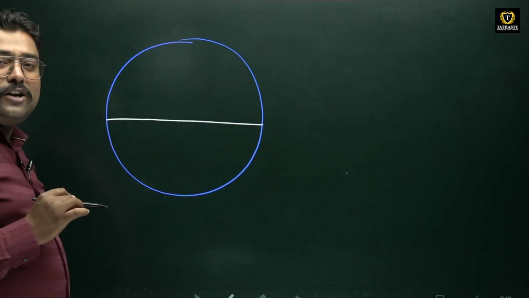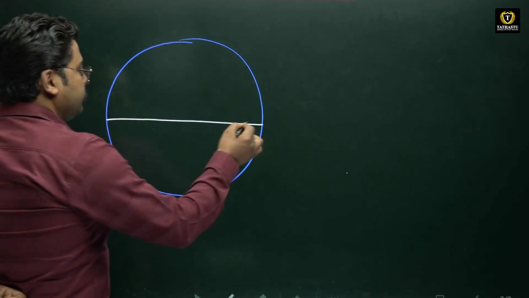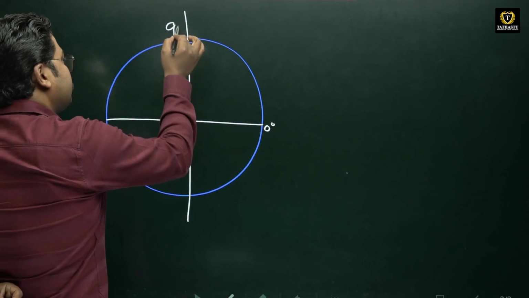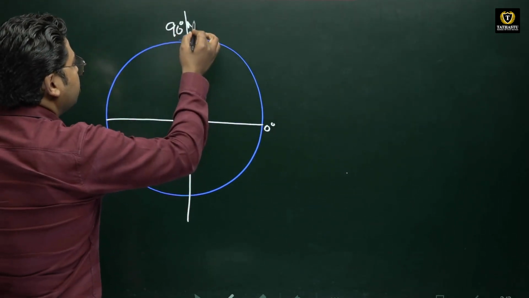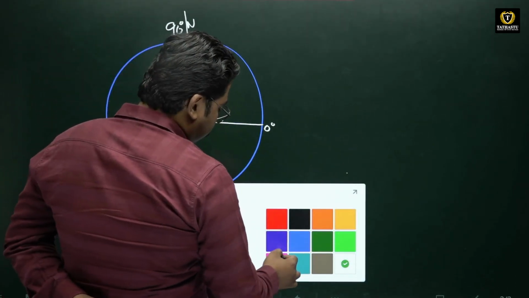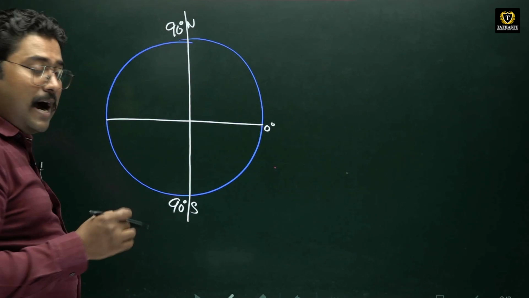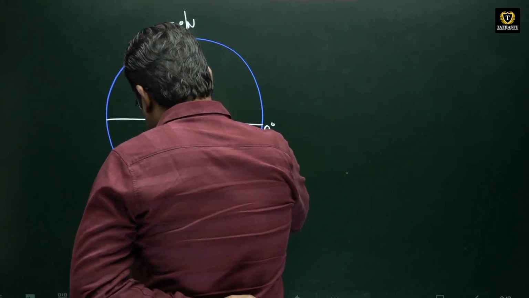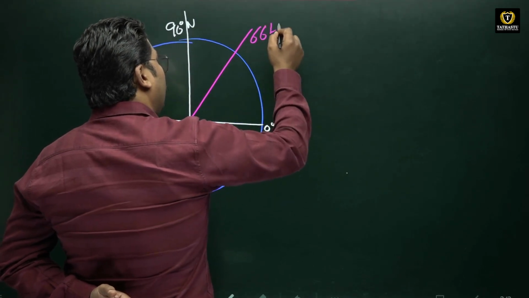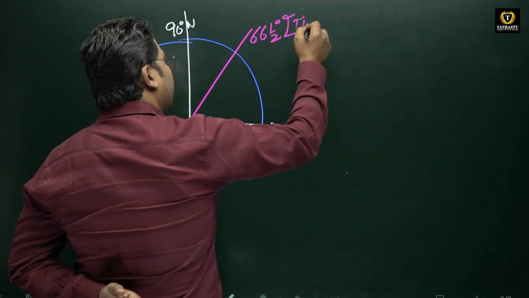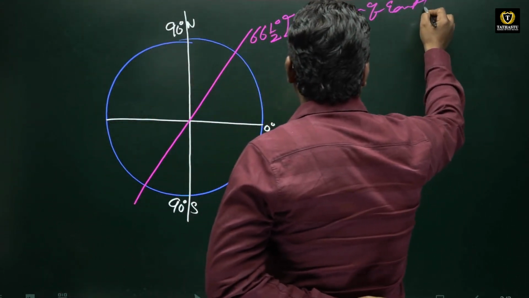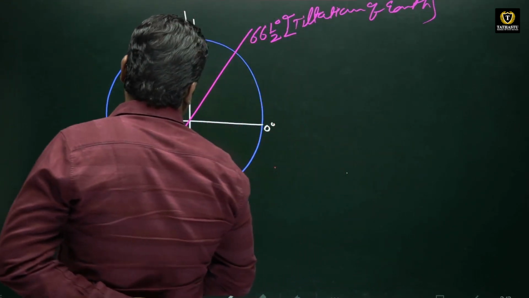if we take from the center of Earth 0 degree, this must be 90 degree north and this must be 90 degree south. But it is not like that. Our Earth is tilted at 66.5 degree. This is the tilt of Earth.